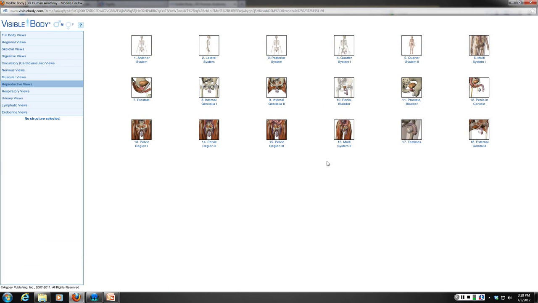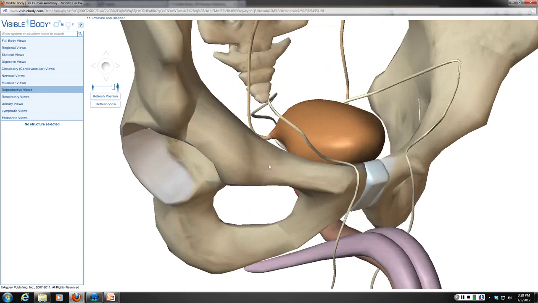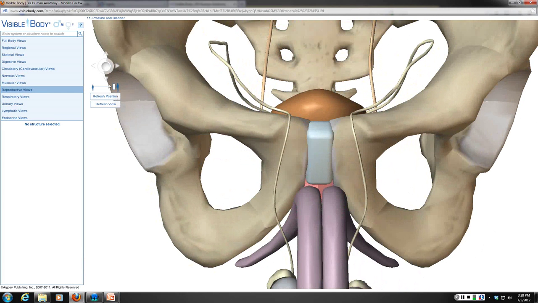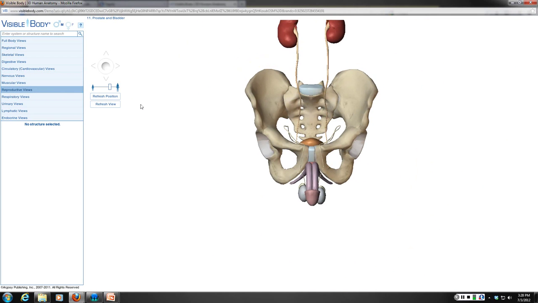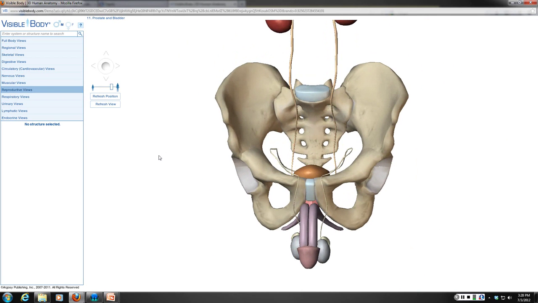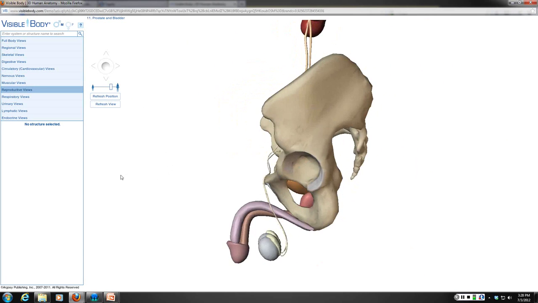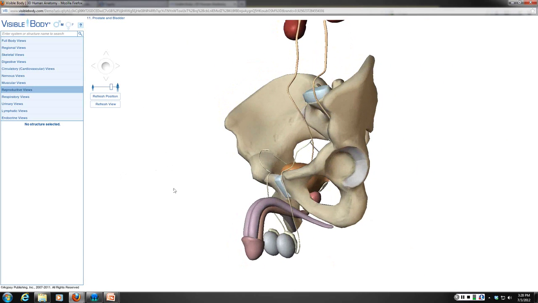I think the best one for us to take a look at, now you've got several here that you can play around with if you would like, but I'm going to pick the one that says prostate and bladder because I think it's going to give us the best perspective. Trying to zoom out a little bit here. So obviously a lot of things have been removed so we can see the major structures a little bit better. But in 3D here, let's move this around and take a look at some things.